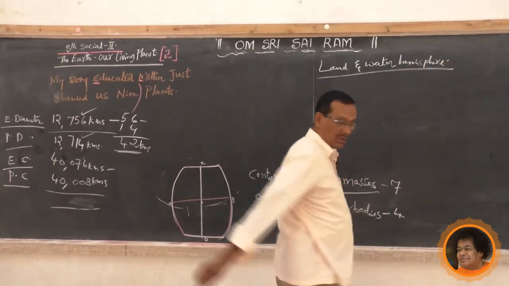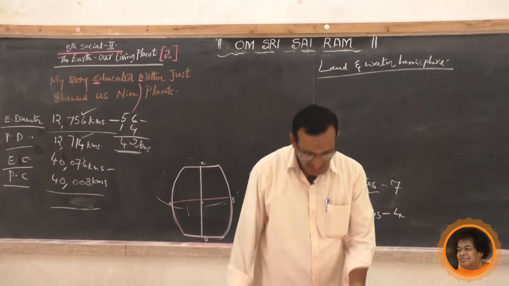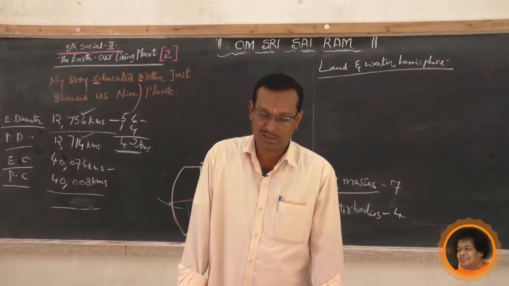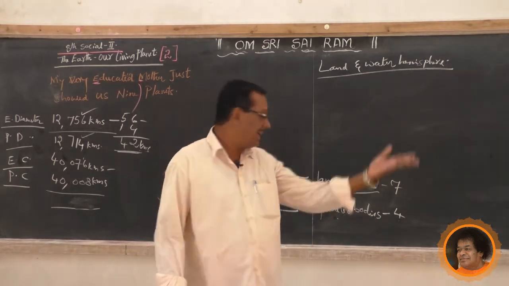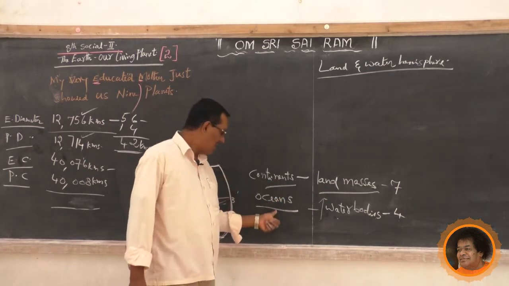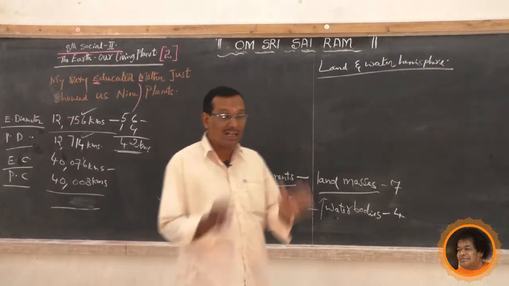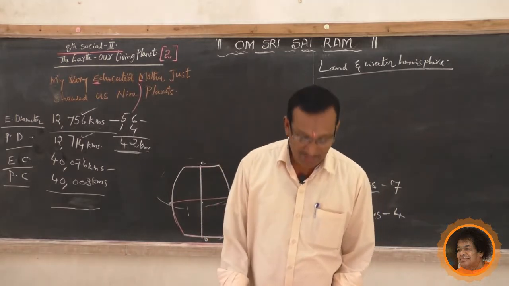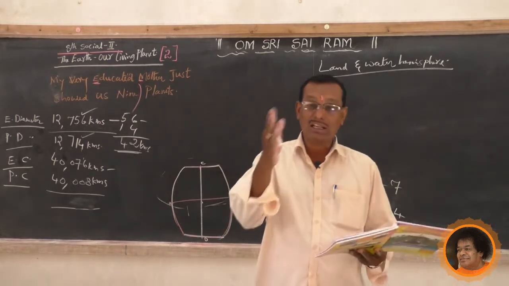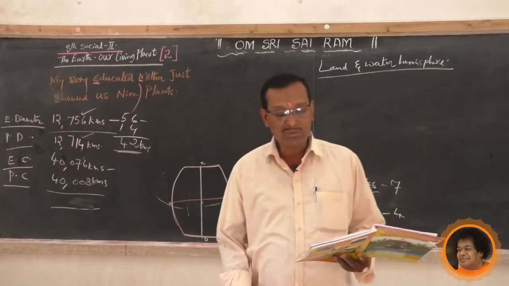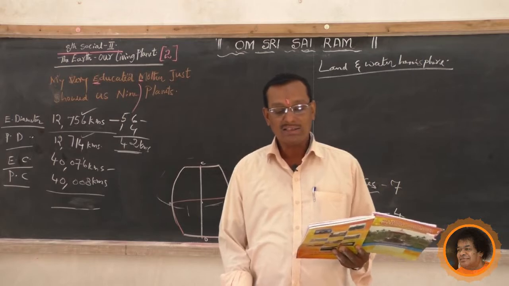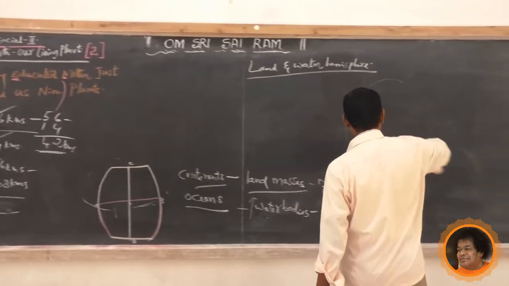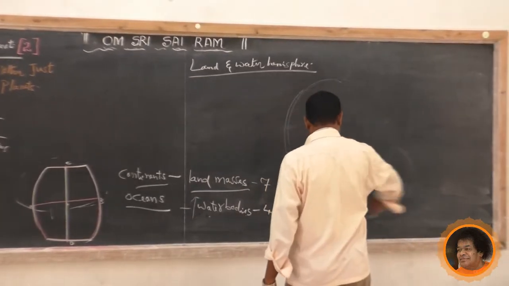Land and water hemisphere. The land and water bodies are unevenly distributed on our earth. On the earth, the land or continents and the oceans, the water bodies, are unevenly, meaning not equally, distributed between the northern and southern hemispheres. See here, imagine this is a globe.